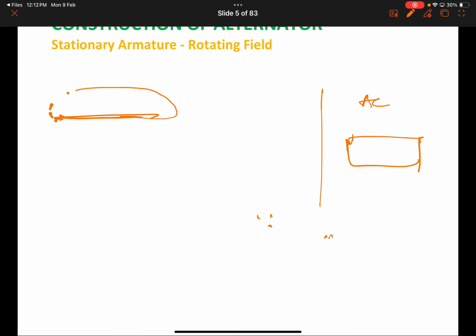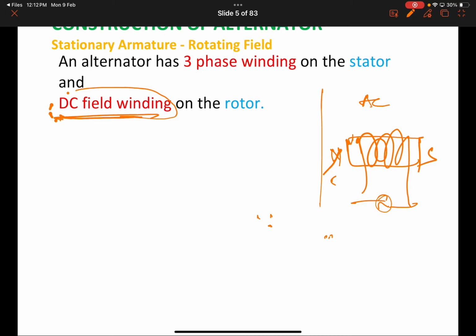If I keep AC supply here, then what happens? In the first half of the cycle it will be north pole and south pole. The second half cycle will be south pole and north pole. Again in the third half cycle it will be north pole and south pole. Will this AC supply arrangement satisfy our requirement? We want a permanent electromagnet which should be able to continuously generate magnetic flux from the north pole to the south pole. But when polarity continuously alternates, it won't satisfy our requirement. That's why the field winding is always excited with supply.